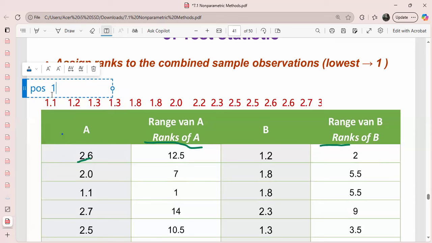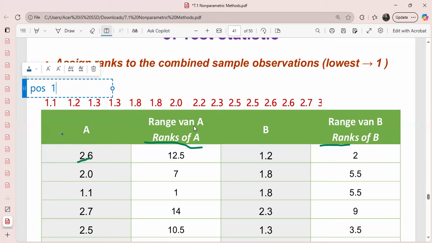Before that, what happens if you have 2 values or 3 values? You can even have 4 values that are the same, that are repeating. Maybe you saw that we have 1.3, 1.3, and both of them have a rank of 3.5. How do they get 3.5? This is what you do. In step number 1, I combined all the values into one data set and grouped that data in ascending order from the smallest to the largest.